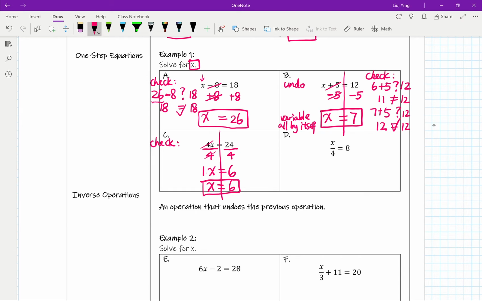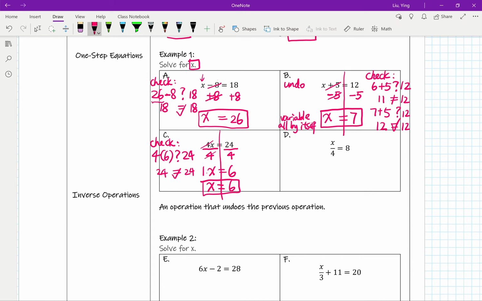And we'll do a quick check here. If I replace the x with my solution, I'll have 4 times 6. I want to see if it turned out to be 24. Does it? Yep, because 4 times 6 is 24, and the right-hand side is also 24. So they are equal. So that tells me that's the right answer.